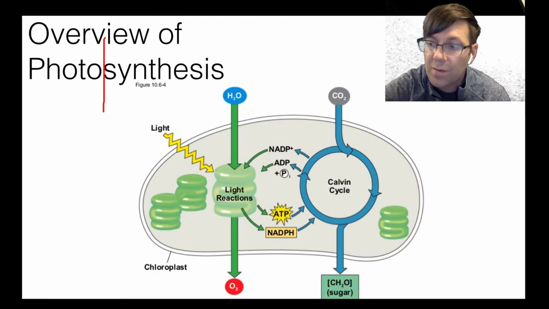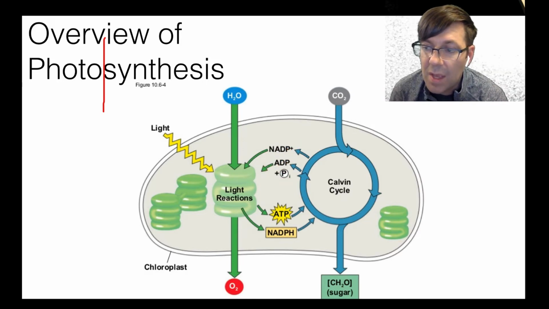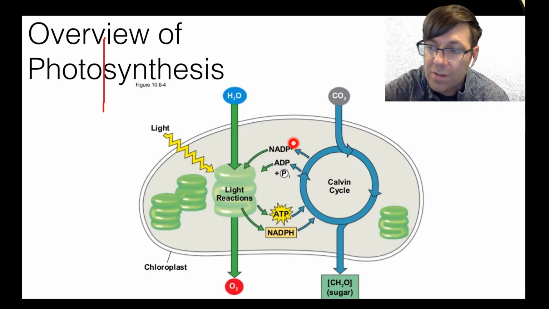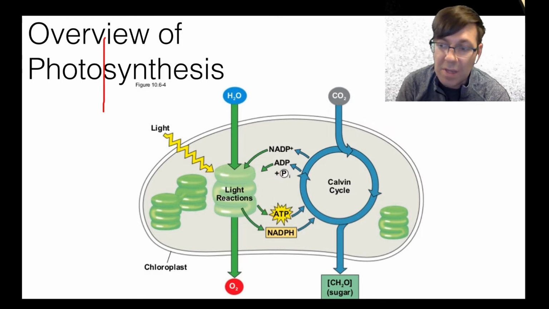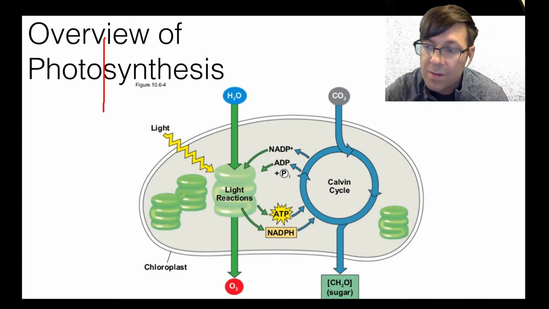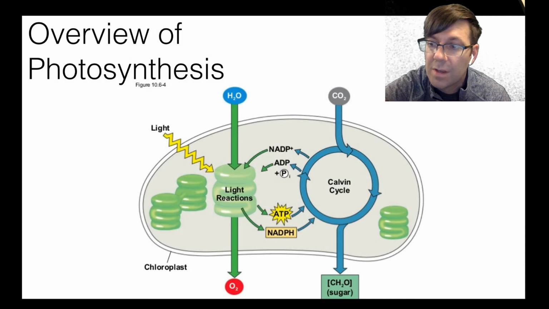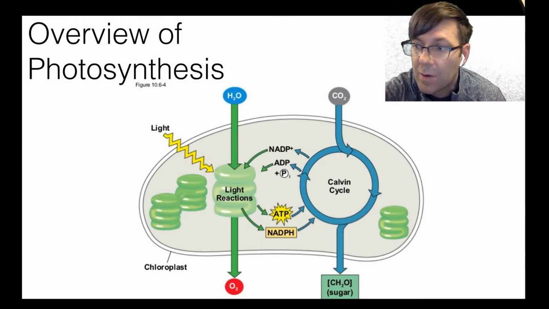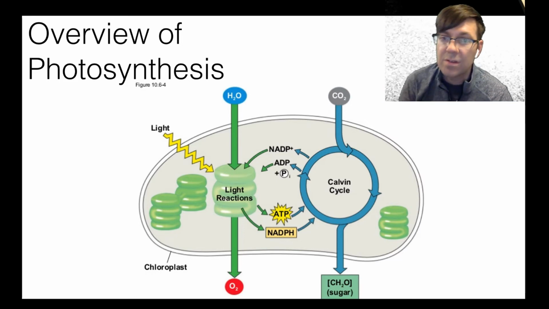Okay, so you have NADP plus and ADP, adenosine diphosphate, and if you put extra electrons onto those things, you end up with NADPH, and you can add a third phosphate to ADP, making it ATP. So it is not an oversimplification to call these things molecular batteries. Okay? A battery holds electrons. That's what these things do.